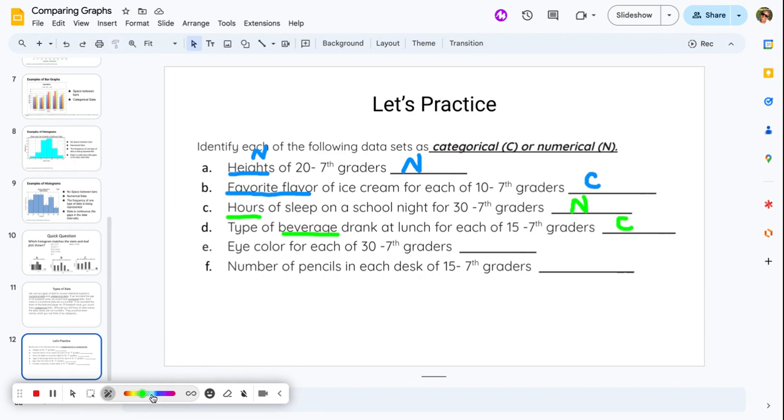Eye color for each of 37th graders. So eye color, I'm going to say that's categorical. And the last one is number of pencils in each desk of 15 7th graders. That would be numerical. Please make sure that you double check your work. All right, and we will move on to our next activity.